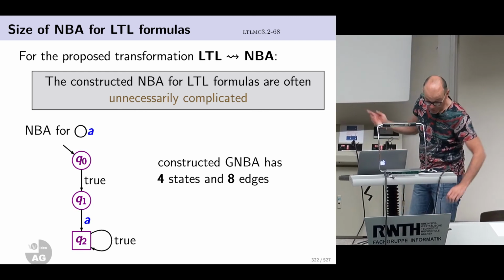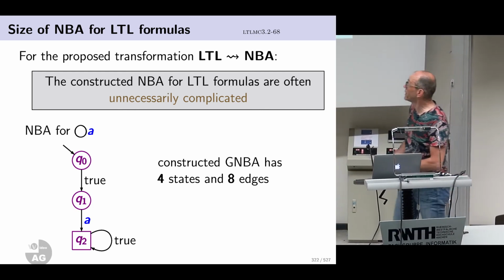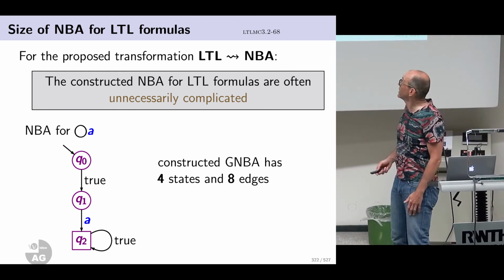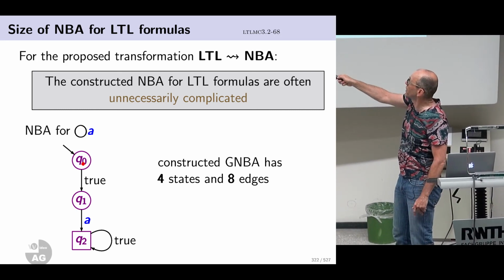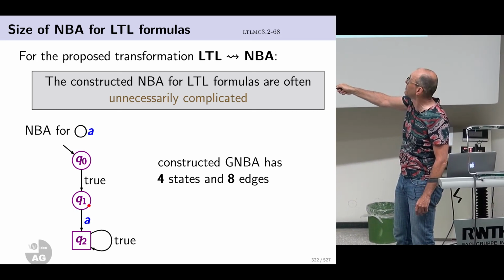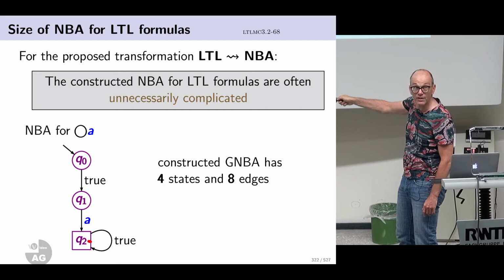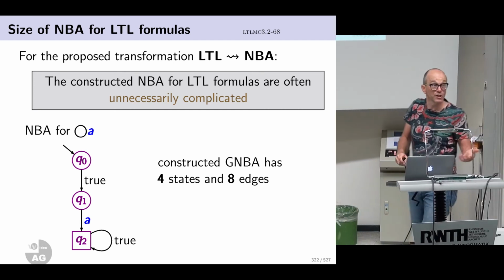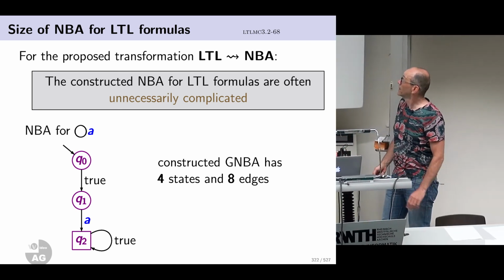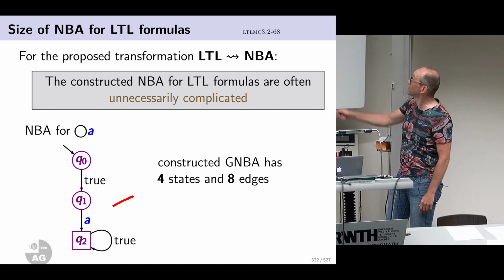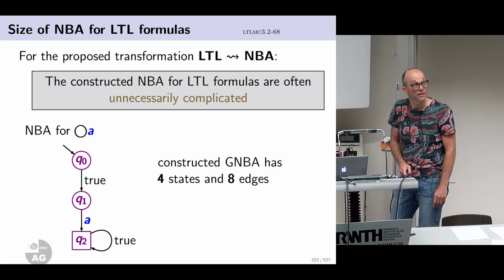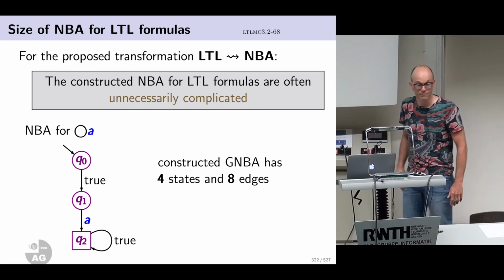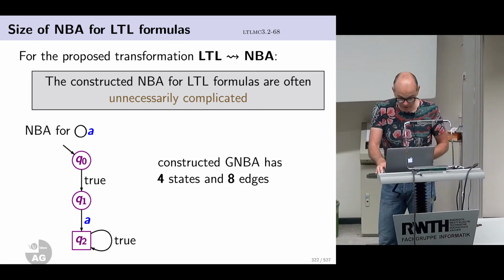So if you, for instance, take this NBA, next A, if I would ask you, can you give me an NBA for next A, you would construct something like, well, in the initial state anything can happen, but in the next state A should happen, and that's it. So this would be the NBA you would come up with. The algorithm, if you apply it step by step, and actually this is one of the examples in my slides, takes 4 states and 8 edges. So much more complicated than, let's say, this structure.